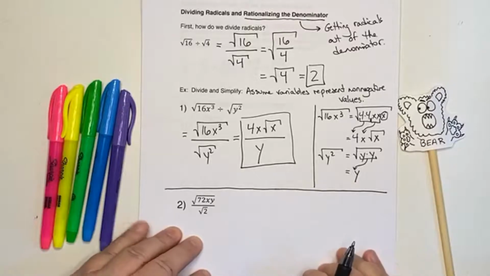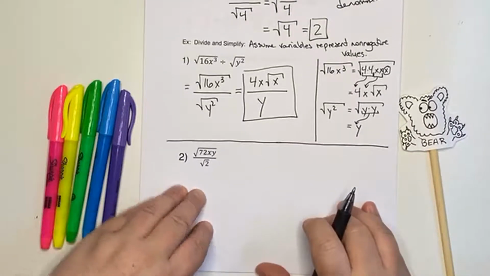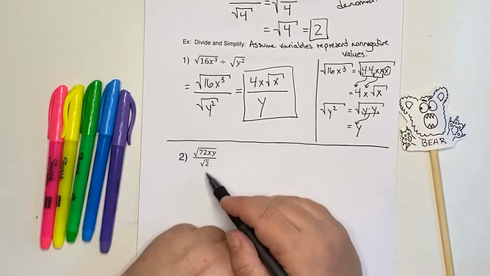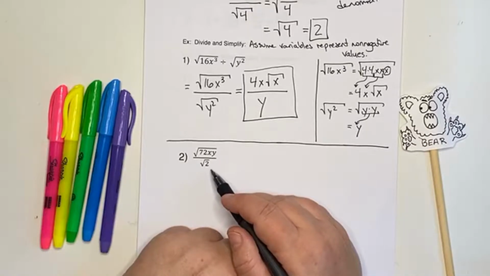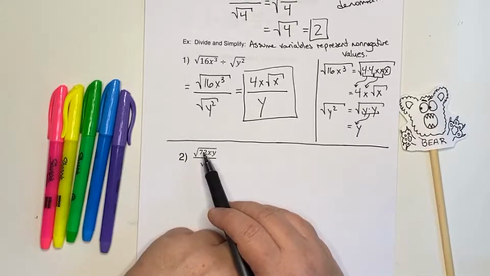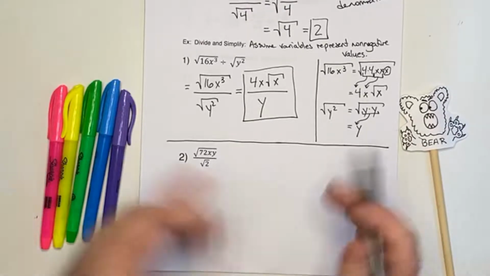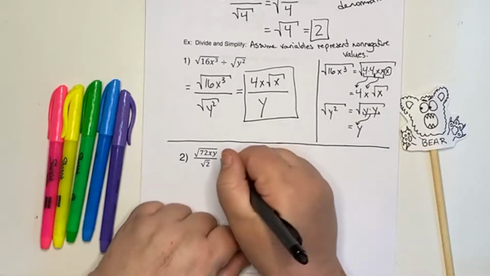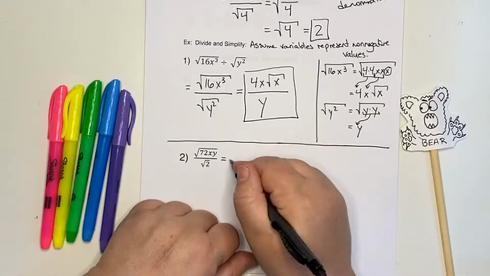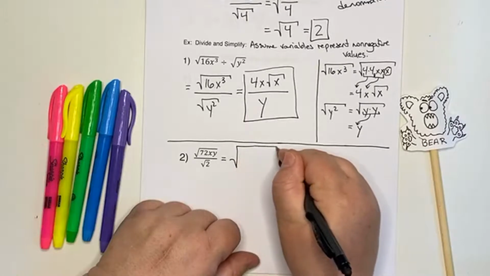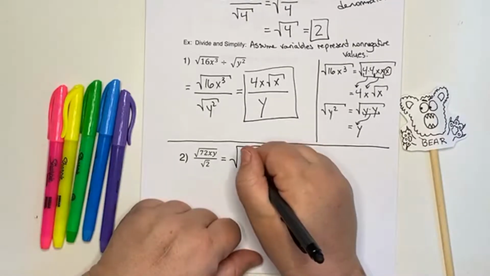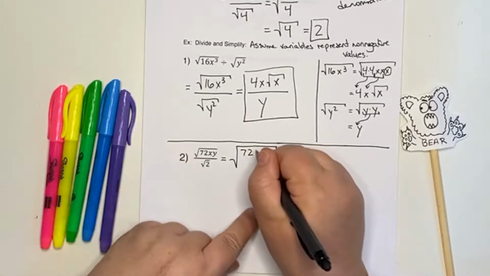Now let's go look at number 2. Number 2 is a little more interesting in my mind because I've got a 72 on top and I've got a 2 in the denominator, which tells me that I could reduce if I could bring these people together into a single house. So that's what I'm going to do. Rather than working on them separately, I'm going to bring them together since they're both square roots like this.